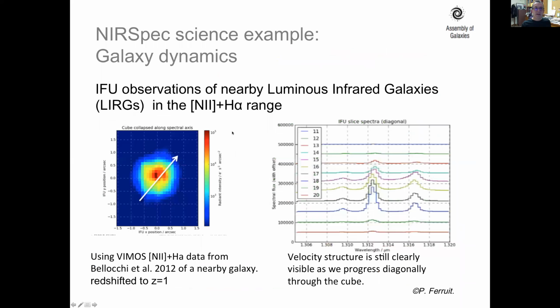Okay, an example here of IFU science with NIRSpec. This is basically a lower redshift galaxy observed with the VLT, but redshifted to redshift 1. And on the right you see spectra, and you can see the velocity structures. And just to show you that, in fact, the NIRSpec IFU was really designed to do this kind of work. Here you're really after getting the dynamics of a galaxy in this kind of redshift range. And if you go on the web page for the ERS program, you'll see there's a lot of demand to do IFU science with NIRSpec.